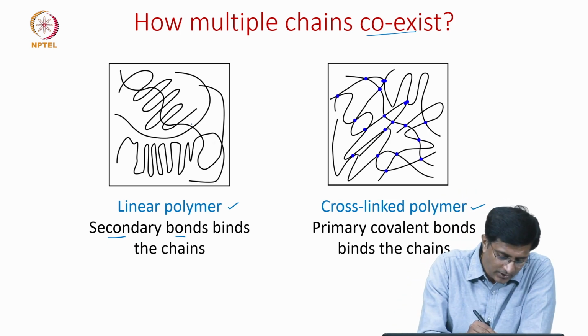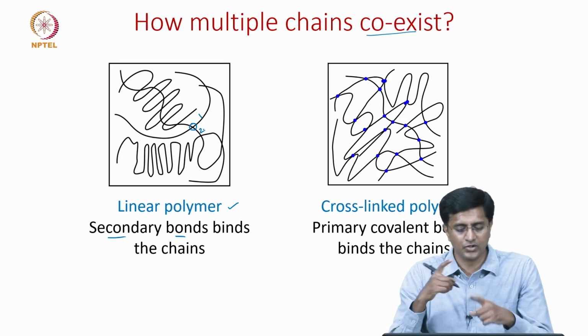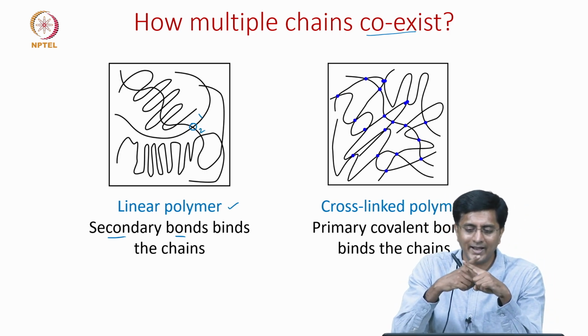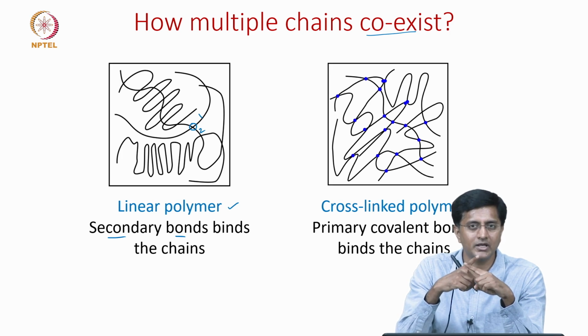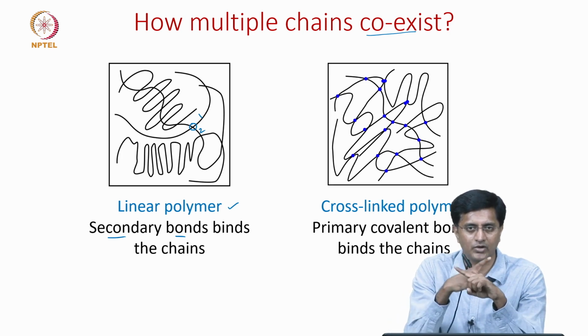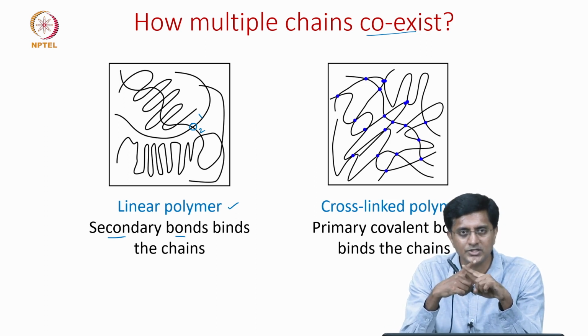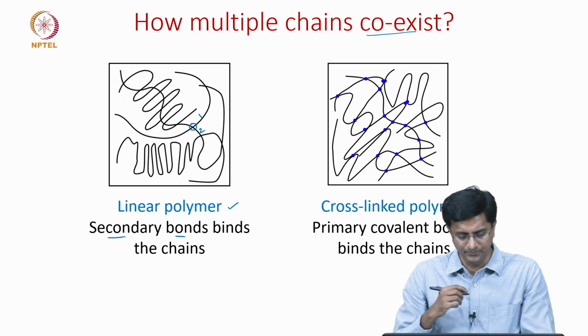If you focus here, let us say this is chain 1 and this is chain 2, they are crossing over, and at this crossover the kind of bond between them is simply a secondary bond, which is very weak, and if you supply a little energy it breaks. So, what happens is after it breaks, these polymers are free to move around, they are not stuck to each other.